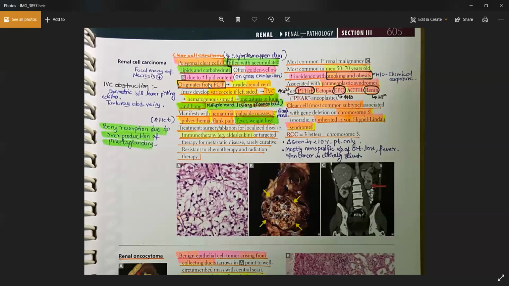These cells will invade the renal vein and obstruct the inferior vena cava. If they obstruct the renal vein, you can also have a varicocele. Remember, the left renal vein. From the inferior vena cava, the patient can have hematogenous spread. Please note, this spread goes to the lungs and the bone, and that's why the most common presenting complaint of the patient with RCC is difficulty in breathing and bone pain.